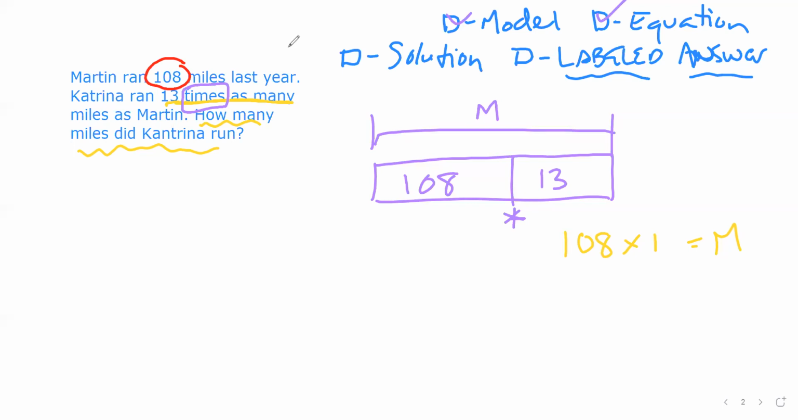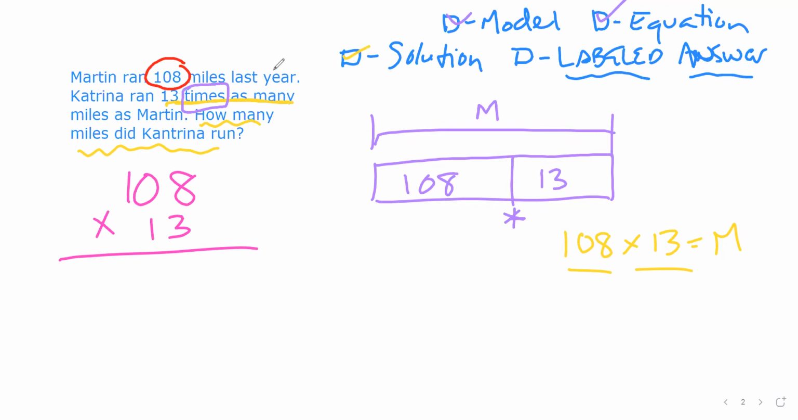Now, from here, let's see. Model, equation, we're going to go to the solution. So now this is where they do the math. Now, if you remember a few days ago, we talked about multiplying across zeros. So this is one of those problems that actually has a zero in it where I'll have to multiply across. So 108 times 13. I have better space here. I'm going to go with partial products. Yeah, let's go with partial products this time.